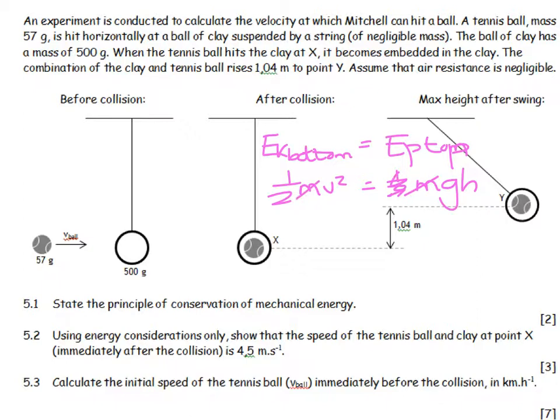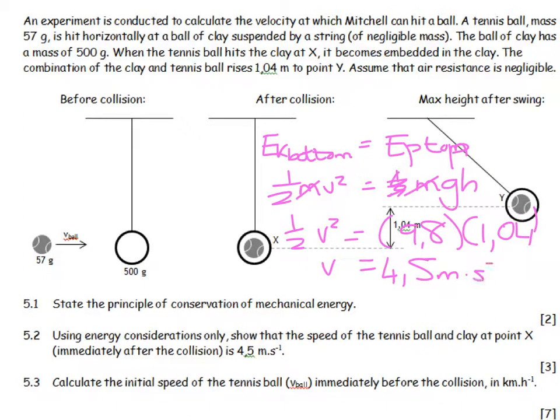Cancel out the m, so we don't really care about the mass of anything in this. And we've got half of the velocity squared is equal to 9,8 multiplied by a height of 1,04. And I find that the velocity does turn out indeed to be 4,5 meters per second. And it was a speed, it wasn't a velocity, so we don't need a direction.